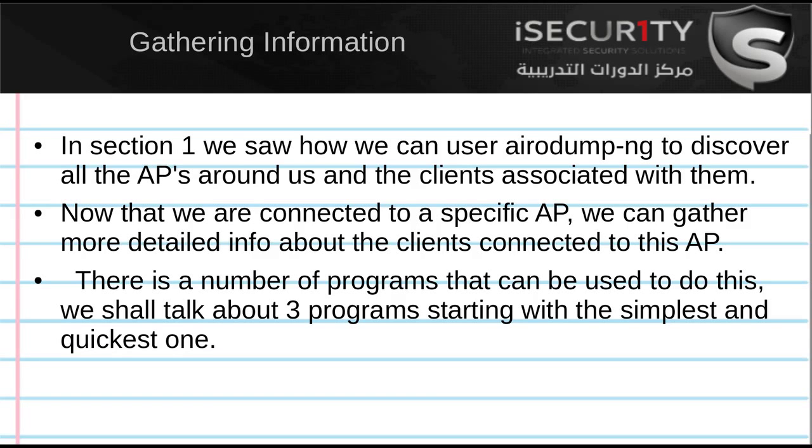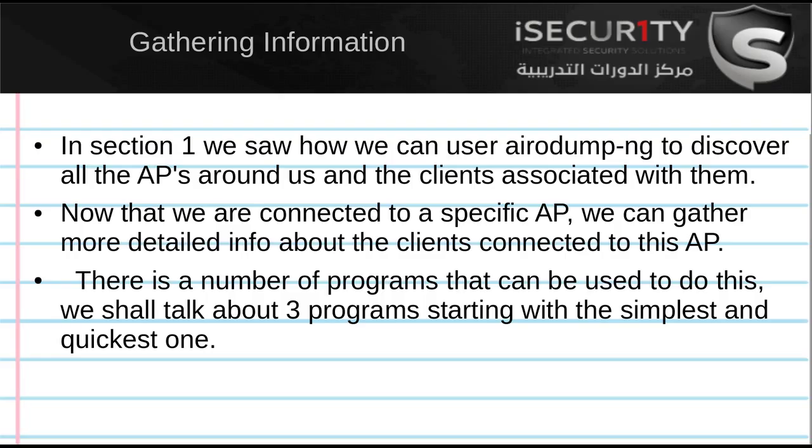The first thing we're going to talk about in section 3 is gathering information. Gathering information about the connected clients and the router is very important because it will help us know their IP addresses, their MAC addresses, the operating system that they're running, the ports that they have open in their devices. For example, for the router, we'd be able to know the manufacturer of the router, and then we'd be able to look for exploits and vulnerabilities that we can use against the router or against the clients if we're trying to hack them.